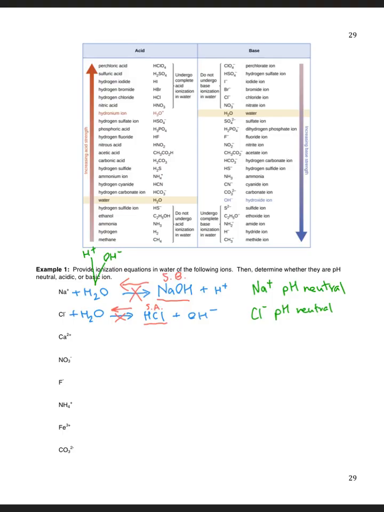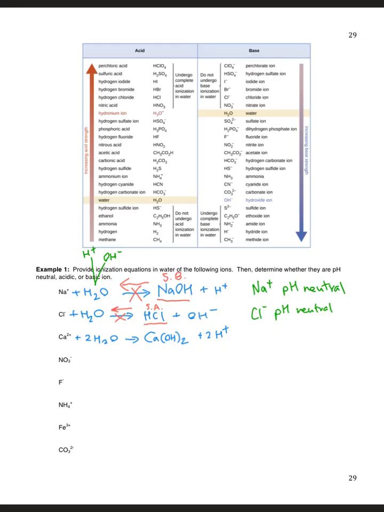Now let's take a look at calcium ion. Calcium ion has a 2 positive charge. So whenever the calcium ion reacts with water, it's going to combine with hydroxide ions. But since hydroxide ion has only 1 negative charge, calcium will require 2 hydroxide ions. In this case, we are going to react calcium ion with 2 molecules of water. And the product of this reaction would be calcium hydroxide plus 2 protons.